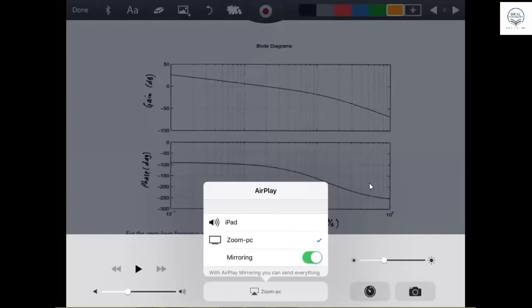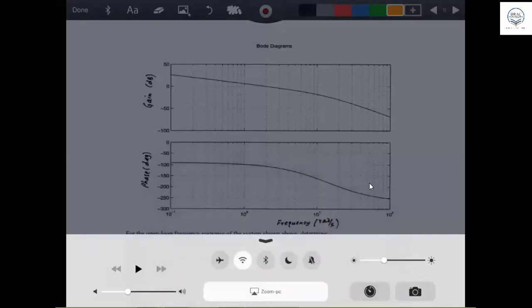Now I'm going to show you the screen, and immediately you have to take action. Find the answer from here. What will be the result? You'll find the gain crossover point, phase crossover point, gain margin, phase margin, and stability. Good, go ahead.